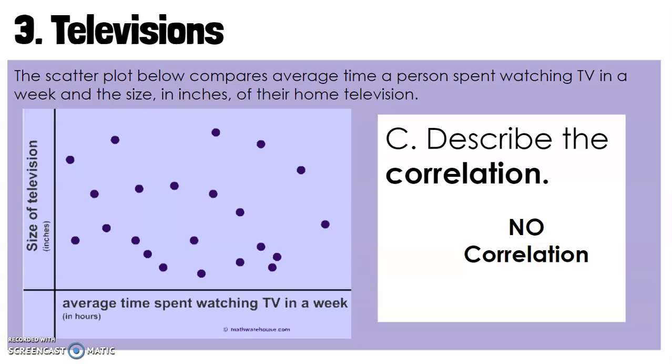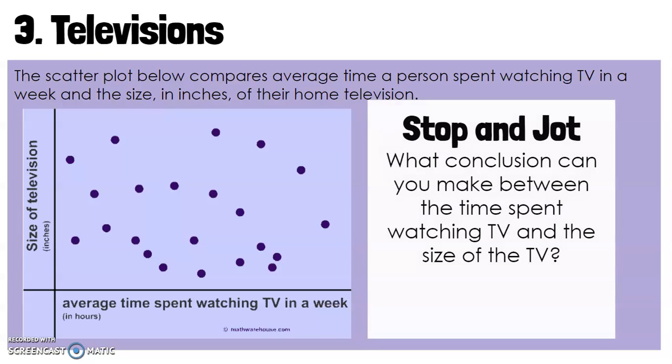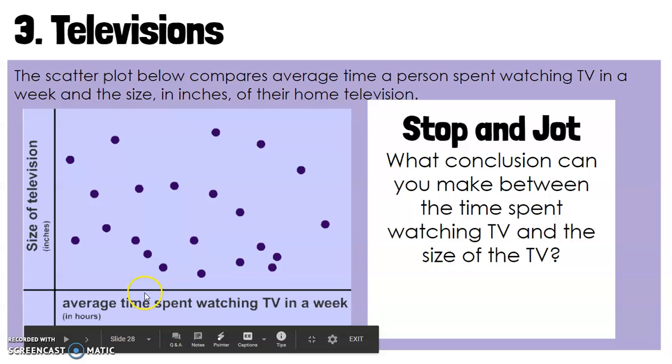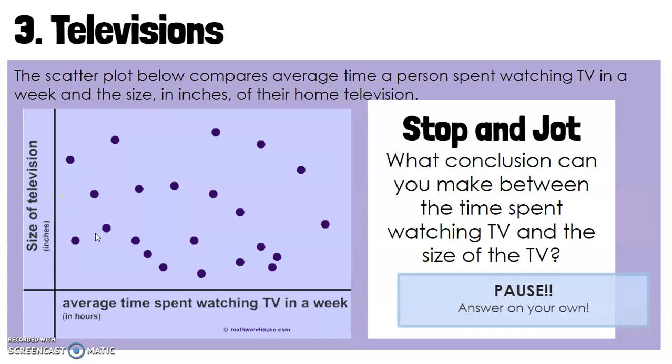Okay. So what does that mean? In the Stop and Jot, we're going to answer the question, what does no correlation mean in terms of watching TV and the size of your TV, right? So what does this mean in this situation? What conclusion can you make? What's the relationship? What's the trend? What do you notice? Basically, it's all asking the same thing, between the time spent watching TV and the size of your TV. So what conclusion can you make? Pause and answer this on your own.